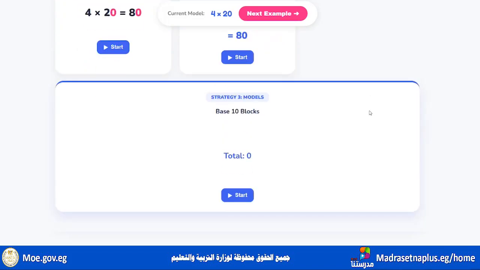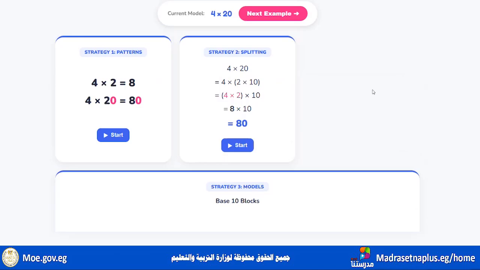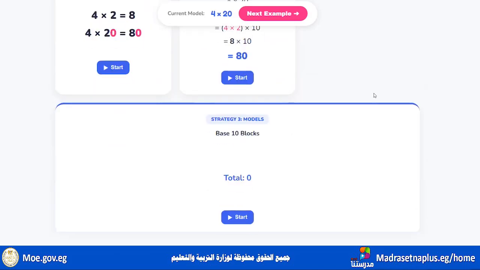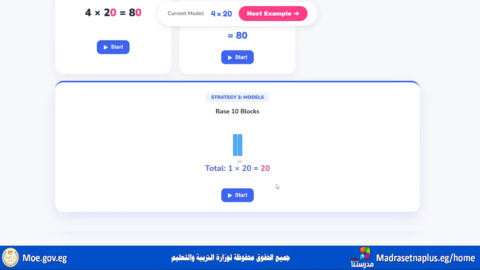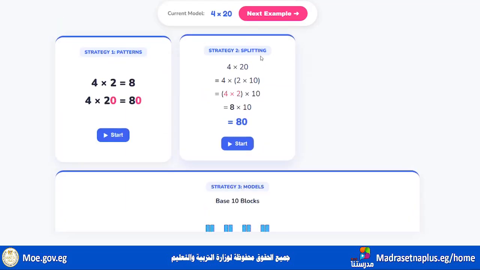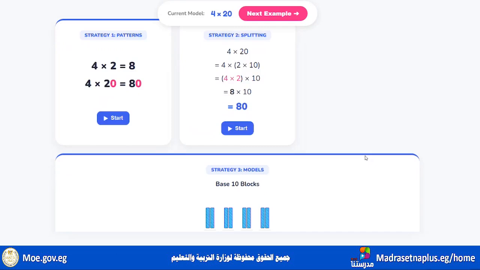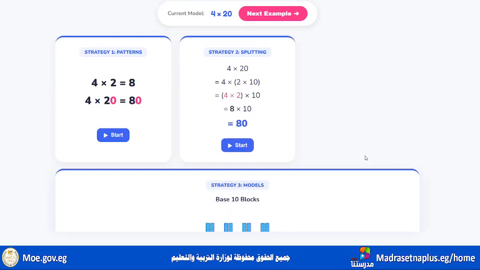What about blocks? We have 4 blocks of 20s: 20, 20, 20, and 20. So you have 4 20s. 20 and 20 and 20 and 20 all equals 80. So I'll get 80 by pattern, by splitting, or by blocks or models.